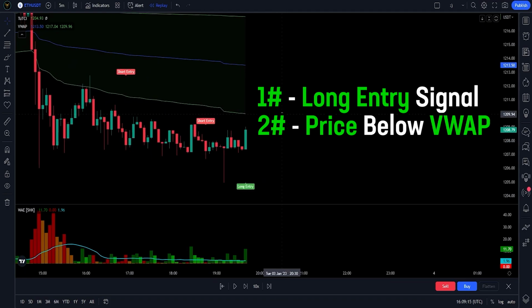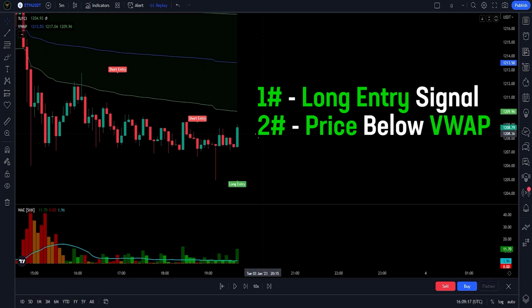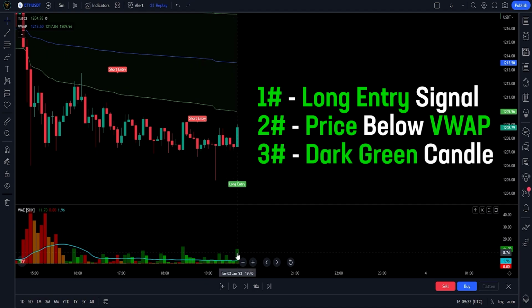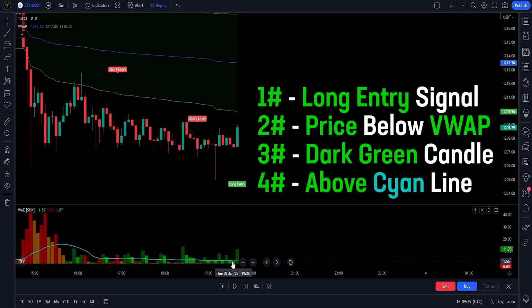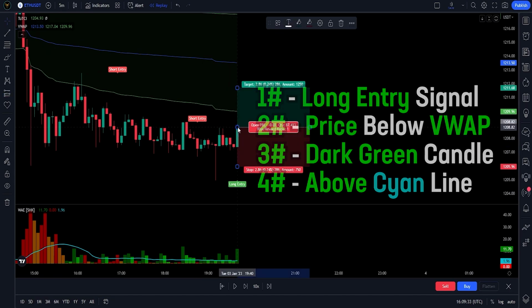These are our 2 rules we can find on our trading chart. Now let's check our WADA adder explosion indicator for our third and fourth rule. Our third rule says that the candle in our WADA adder explosion indicator must be dark green colored. It is, and it is also above this explosion line, which is our fourth and final rule. All 4 conditions are met, and we can confidently enter a long position.